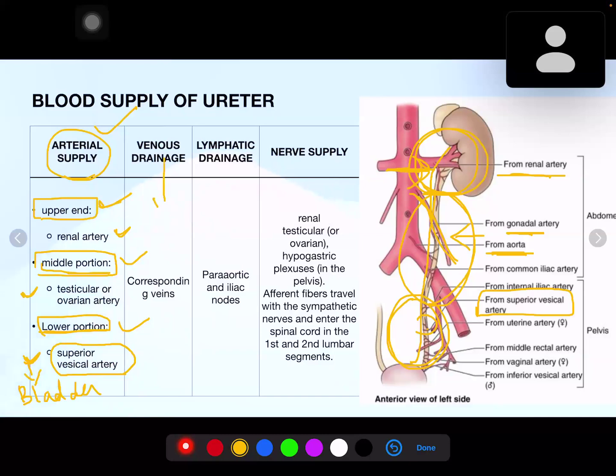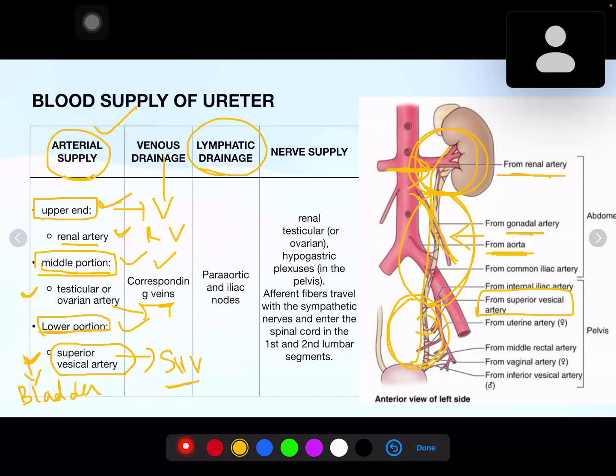And venous drainage is the corresponding veins, like the renal artery here, then the upper end goes to the renal vein, the middle portion goes to the testicular vein, and the lower portion goes to the superior vesical vein. Okay, so again the same venous drainage.